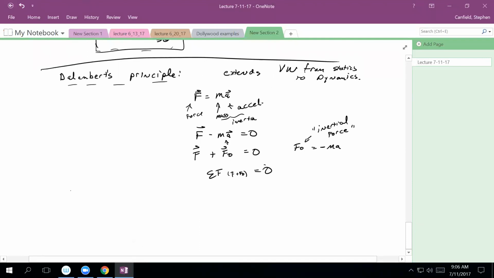Now, when Dalembert's principle, this idea, is applied to virtual work, I think the book calls it the generalized principle of Dalembert. And when we do that, we say now that the virtual work of our system is just the F sub i, or just sum over bodies, dotted with the virtual r sub i.